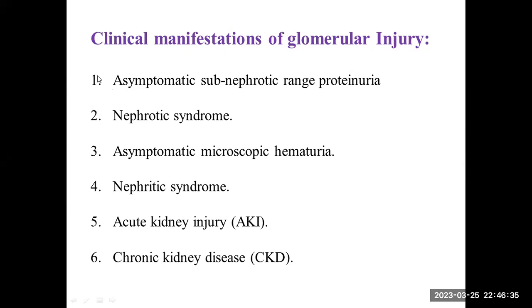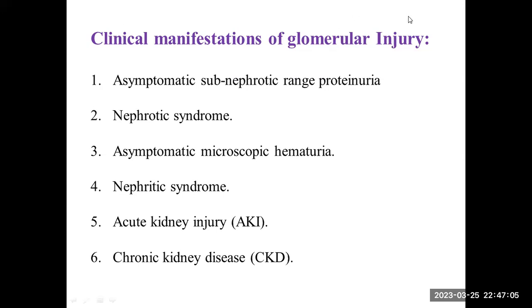Number one, in the mildest forms of injury, if you have a very mild injury to the glomerulus, the initial presentation can be with asymptomatic subnephrotic range proteinuria. So these patients will be asymptomatic. They will release protein into their urine. They will have proteinuria, but this proteinuria is not to the nephrotic range. The nephrotic range of proteinuria is more than 3 grams per day, as we know.